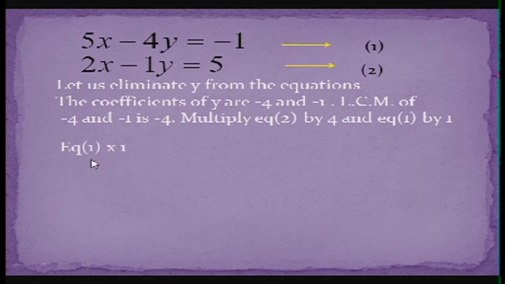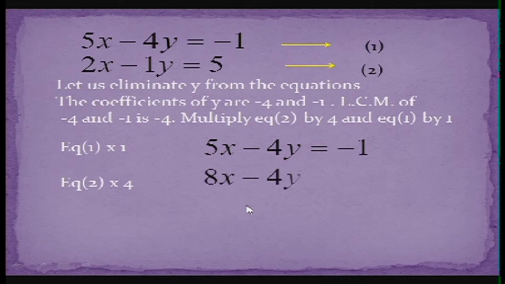So, when we are multiplying equation 1 with 1, what do we get? We get 5x minus 4y is equal to minus 1. And when we multiply equation 2 with 4, we get 8x minus 4y is equal to 20.